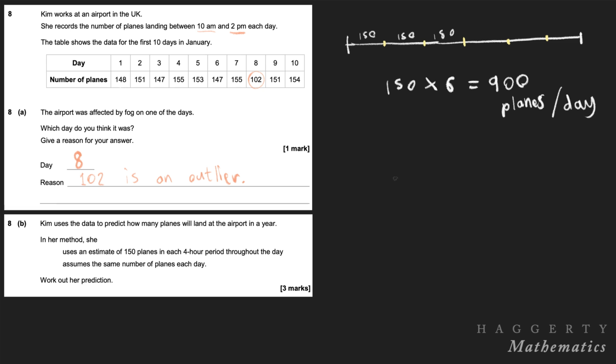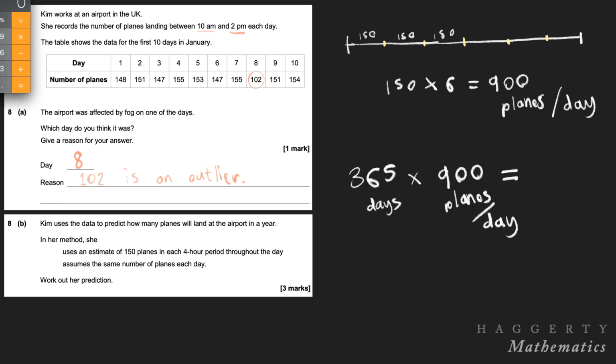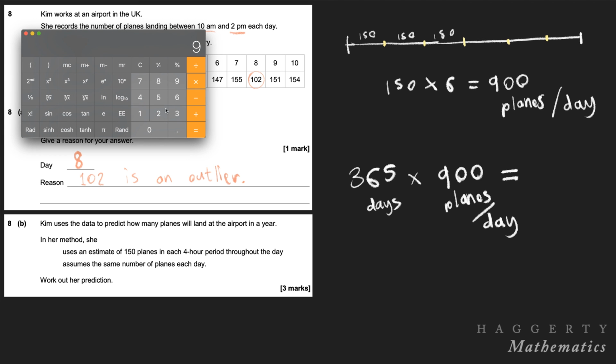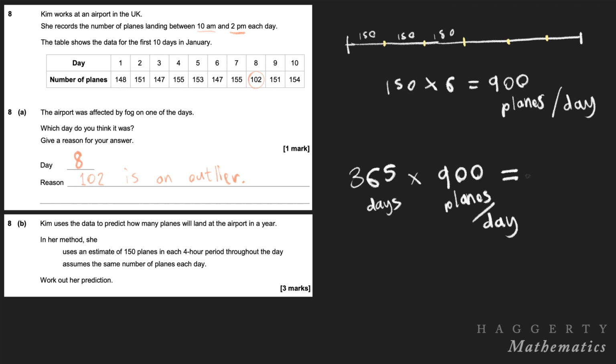And then how many days are there to a year? Well, there's 365 if you ignore the leap years. So you want to times the 365 days with the planes per day. So 900 planes per day, right? And this will give us Kim's estimate for the number of planes within any given year. Now, I'm just going to cheat and do it on a calculator here because my mental arithmetic isn't all that great. So we're getting 328,500 planes per year.